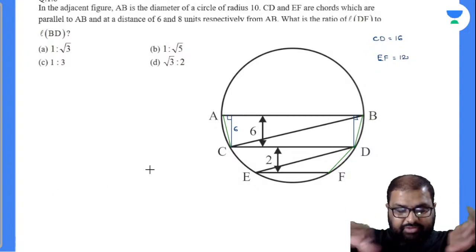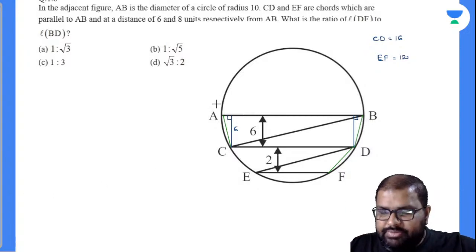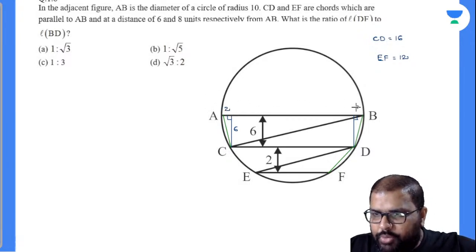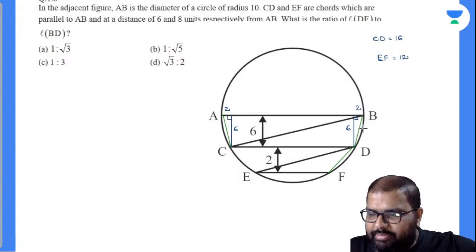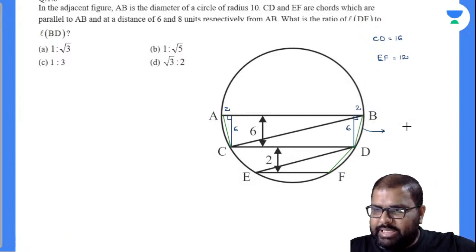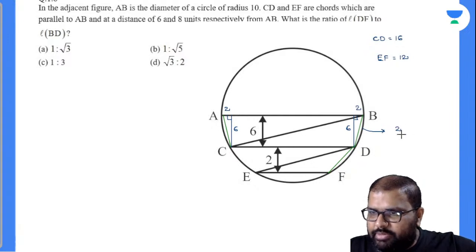So see here, CD value is 16, AB value is 20, diameter. So how much is left over? 4 is left over, and this 4 should be equally shared to this value, 2 and 2. I hope you got my point there. Now this is 2, this is 6. Now what will be the BD value there? By Pythagoras theorem, root of 40. So this will be 2 root 10. Am I right or wrong?